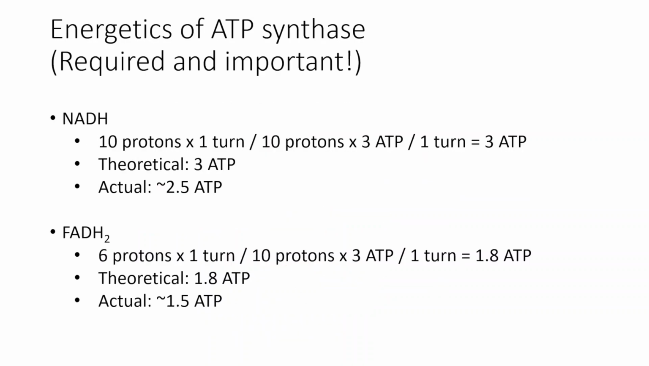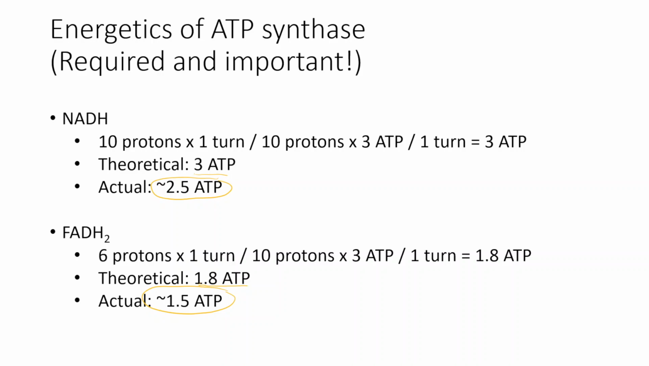So let's look at the actual numbers for NADH and FADH2. For NADH, we talked about theoretically you can get up to 3. In real life, generally one NADH will give you about 2.5 ATPs. For FADH2, we just talked about the theoretical number is 1.8 ATP at the maximum, but in reality, it's more like 1.5 ATPs for every FADH2.